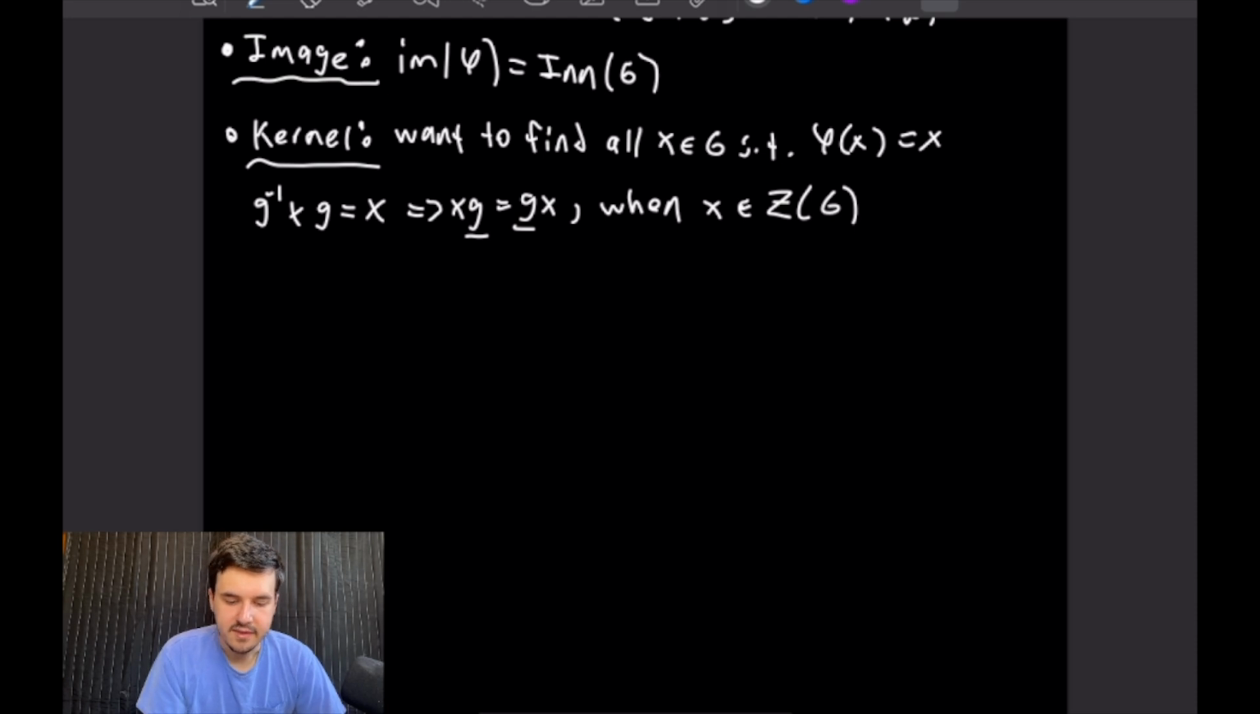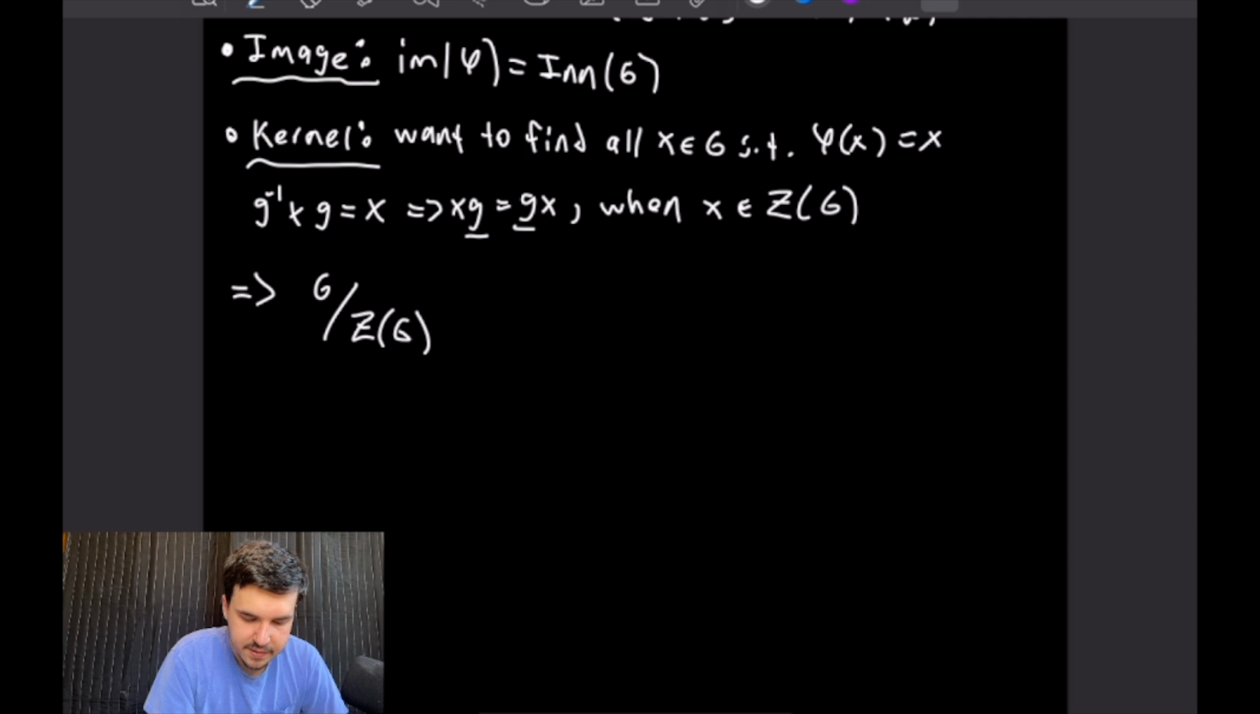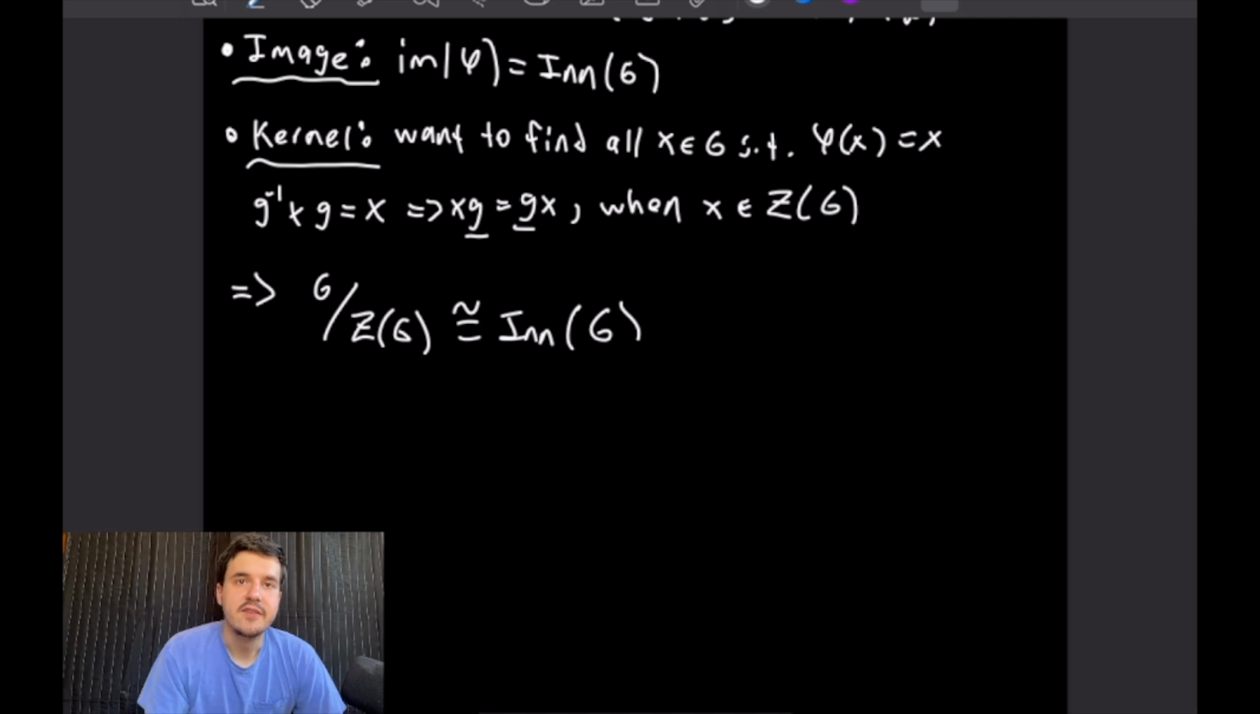Great. So we found that the kernel is the center of G, and we found that the image of our function phi, which is a homomorphism, is equal to the inner morphisms of G. Thus, by the first isomorphism theorem of groups, we have that G mod out the center of G must be isomorphic to the inner morphisms on G. Great. So that finishes this problem off, and let's get into our last problem for the day.